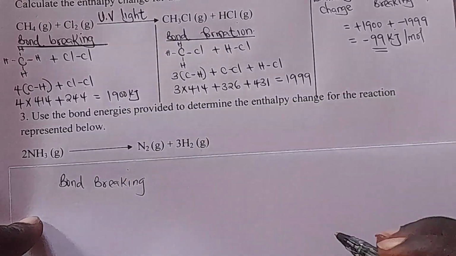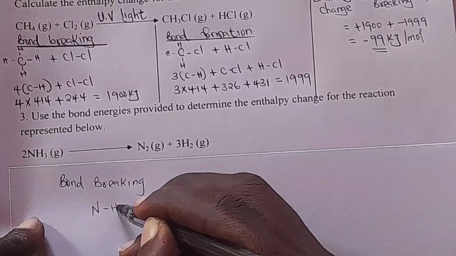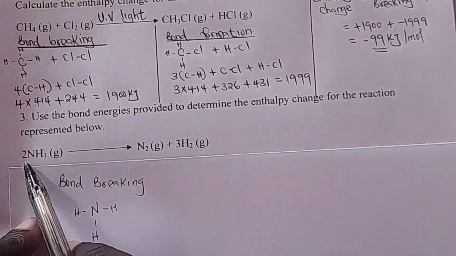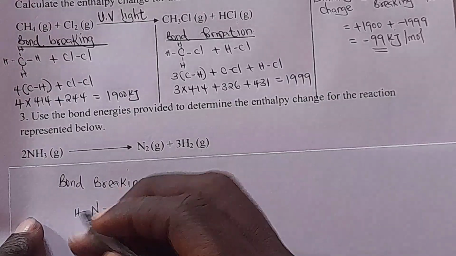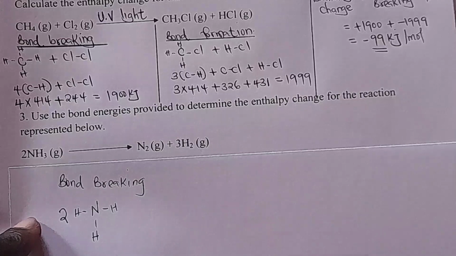So in this bond breaking, we have ammonia. Ammonia can be written NH3. It has 3 H, but we have 2 to balance the equation. We are supposed to put the 2 there, as it is the multiple of all. Okay, that's bond breaking.